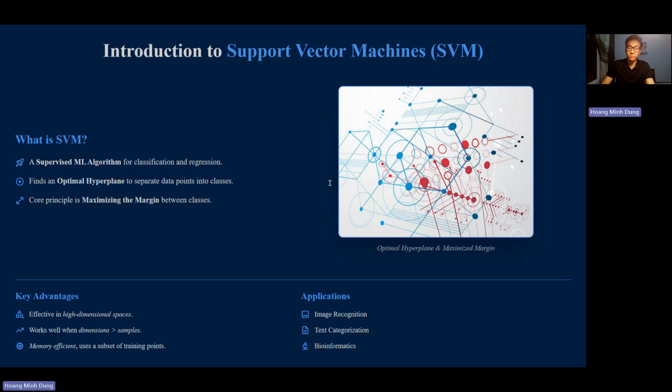So support vector machines have several key advantages. They are highly effective in high-dimensional space, which is useful in cases where the number of features is greater than the number of records. They are also memory efficient because the model is built using only a subset of training points. Because of this strength, support vector machines are widely used in applications like image recognition, text categorization, and bioinformatics.